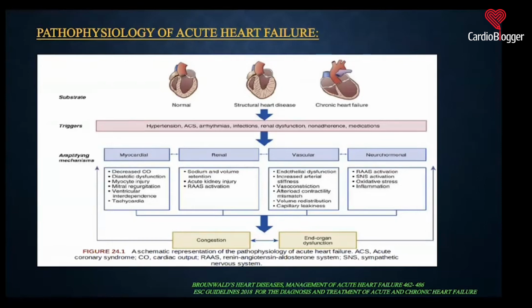When it comes to the vascular mechanism, it involves endothelial dysfunction, increased arterial stiffness, vasoconstriction, and afterload contractility mismatch. There will be a mismatch between the preload and the afterload, volume redistribution, and capillary leak. In relation to the neurohormonal mechanism, there will be RAS activation, sympathetic nervous system activation, and various inflammatory and oxidative stress. All this will lead to both the congestion and the end organ dysfunction. So this is the overview of the pathology which leads to acute heart failure.